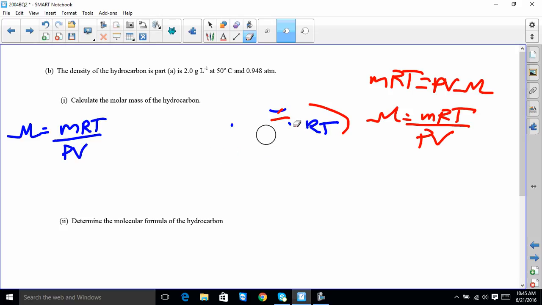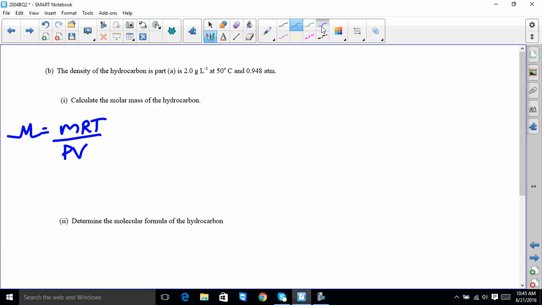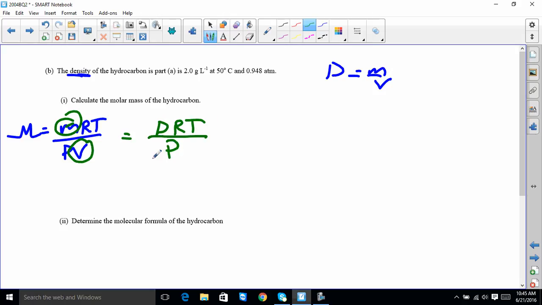But this is crazy because, let me grab an eraser and get rid of all this. That was just kind of a sidebar. The other thing is, one of the very first things we learned in chapter 2 was the fact that density, because you're talking about density here, is mass over volume. So if you come over here, mass over volume, I can substitute density. It's also dRT over P, because M over V is density. And if you go up here, the density is 2.0 grams per liter.